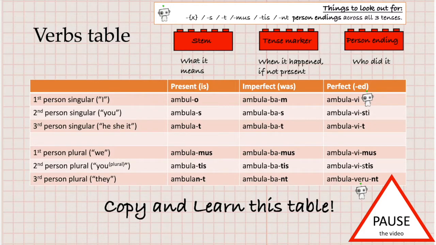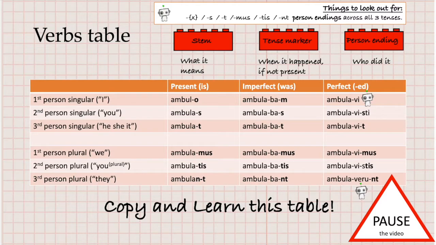Present tense, we've got our o, s, t, mus, tis, unt endings that we expect. So these I've given you with ambulo, so the verb to walk. So it's ambulo, I walk, ambulas, you walk, ambulat, he, she or it walks. Ambulamus, we walk, ambulatis, you all walk, and ambulant, they walk.